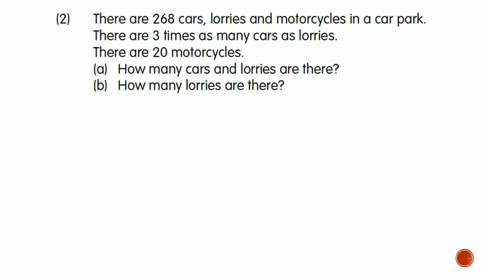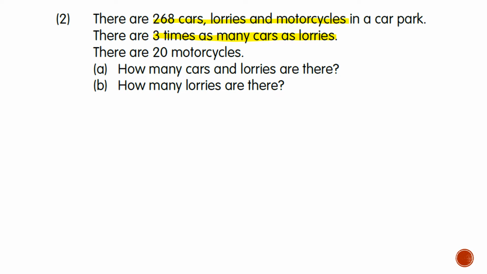There are 268 cars, lorries, and motorcycles in a car park. There are three times as many cars as lorries, and there are 20 motorcycles. So again, highlight. There are 268 cars, lorries, and motorcycles. This is what we call a given total. There are three times as many cars as lorries. So ask yourself, understand the problem. Step one, which one is more, cars or lorries? Cars, right? There are more cars than lorries.